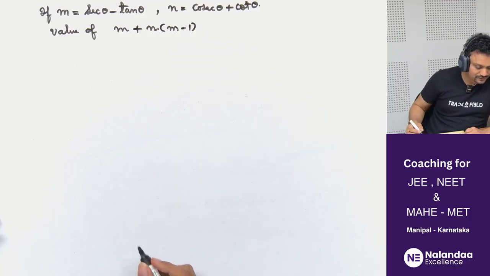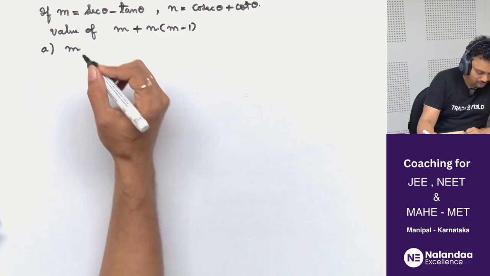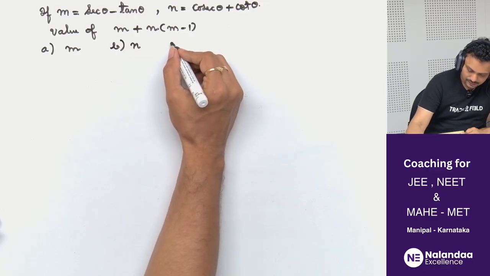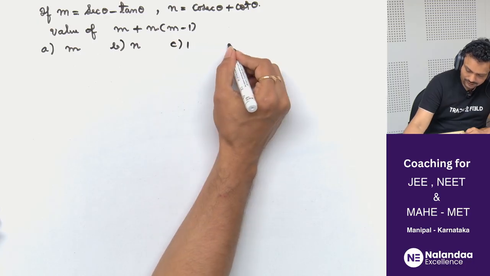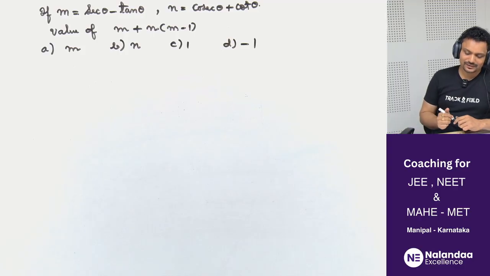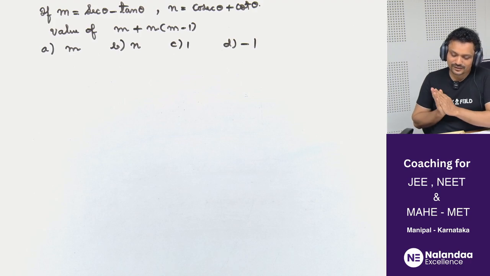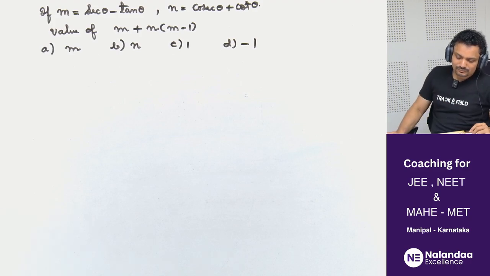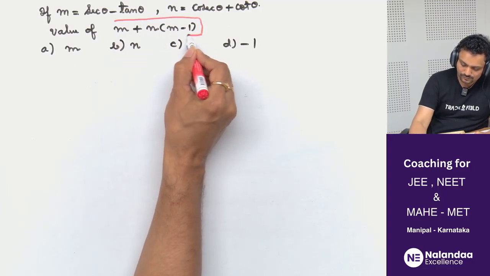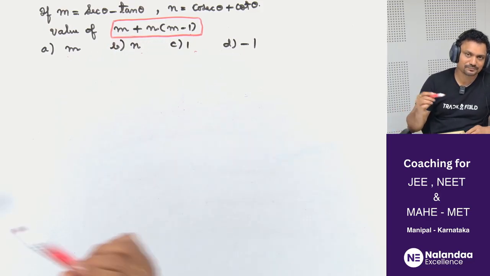You have to find the value of this, and the options are, let me put the options. The first option is m, the second option is n, the third option is 1, and the fourth option is minus 1. So these are the options, students. You can look at this question very carefully to see whether you get any idea. So you have to simplify this expression to get one of these answers.